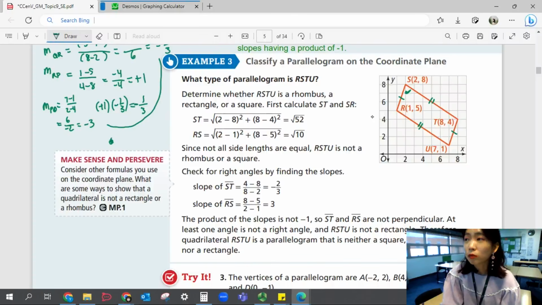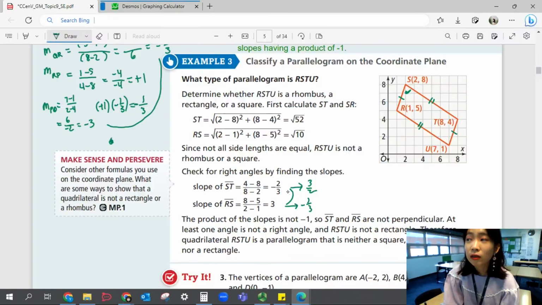Okay, so check for right angles by finding the slopes. Slope of ST using the slope formula: 4 minus 8 over 8 minus 2 is equal to negative 2 over 3. Slope of RS is 8 minus 5 over 2 minus 1, which is 3. And are they opposite reciprocals? Well, opposite reciprocal of 3 is negative 1 over 3. And opposite reciprocal of negative 2 over 3 is positive 3 over 2.